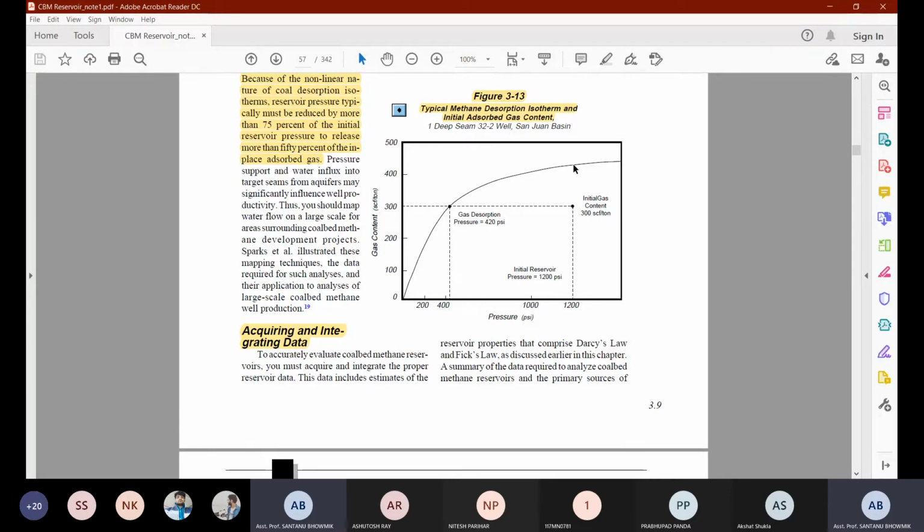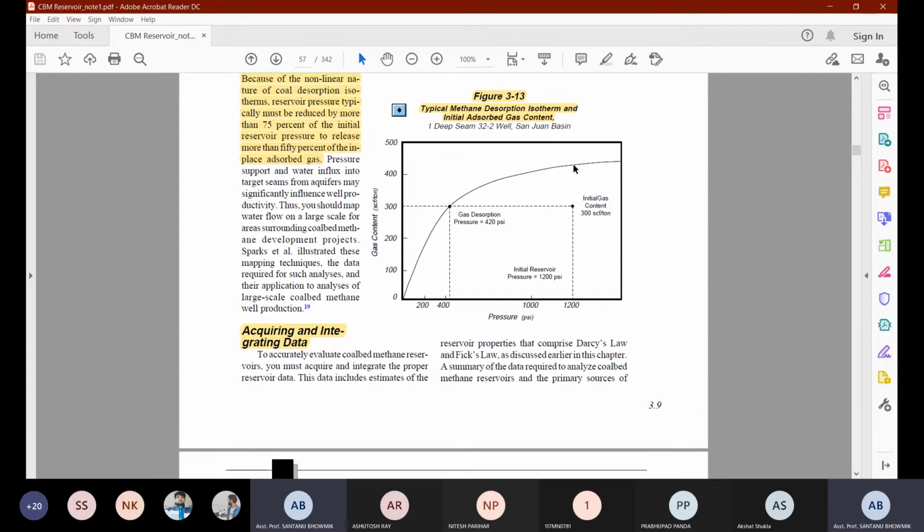This is the dilemma of the coal bed methane reservoir, and you can only know about this by taking the desorption process. You cannot estimate whether a reservoir is saturated or not. Now suppose this is the desorption graph, and you are taking out some coal and you are going to do the desorption test. So what will happen?